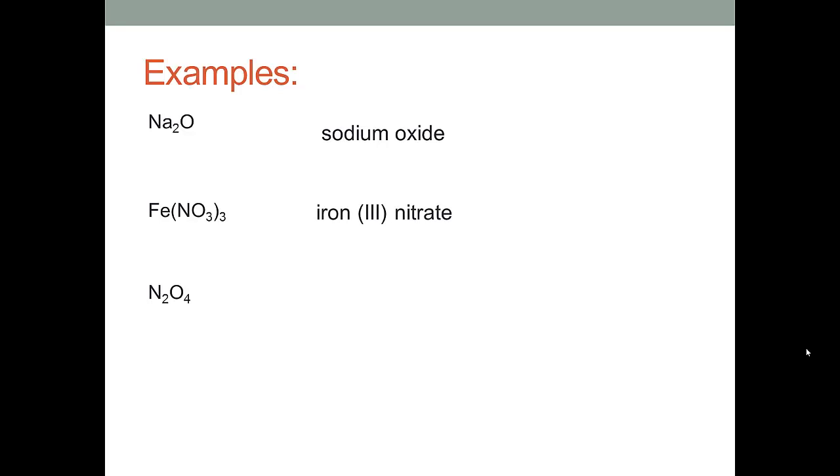And then the last one, N2O4, both N and O are nonmetals, so you can use the prefix method here. The prefix method, you literally write how many of each atom there are using the prefixes. So this one, there are 2 nitrogens, so that would be dinitrogen, and there are 4 oxygens, which should be tetraoxide.